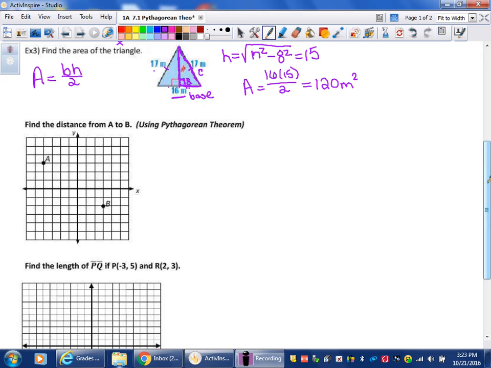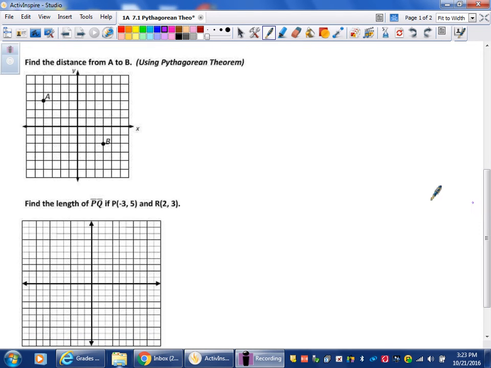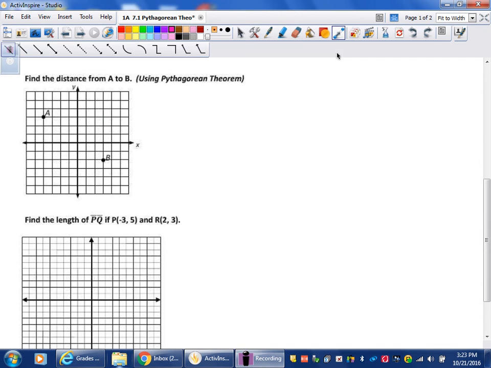Alright, now you can also use the Pythagorean theorem to find the distance between 2 points. For example here, I have points A and B. If I were to draw a line between them, it would look like this.